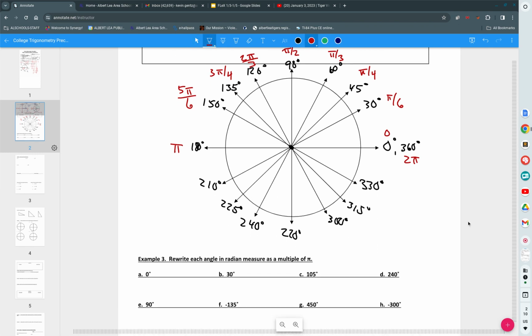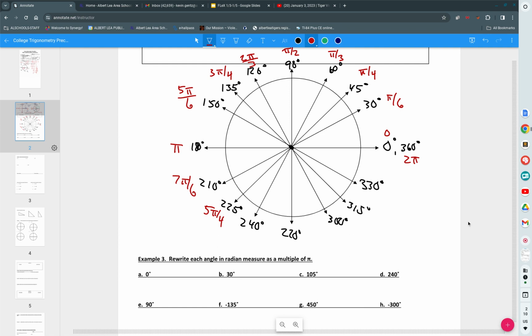210, I still do the same thing. What goes into 210? 30. How many times? 7. So it is 7 pi over 6. When you get the ones that end in 5, you know it's a 45 thing, a pizza thing. How many slices of pizza at 225? There's 5 of them. 5 pi over 4. Some people wonder why I talk about the pizza thing; that's how I thought of it when I was your age. I was like, okay, it's like pizzas, where does it fit?